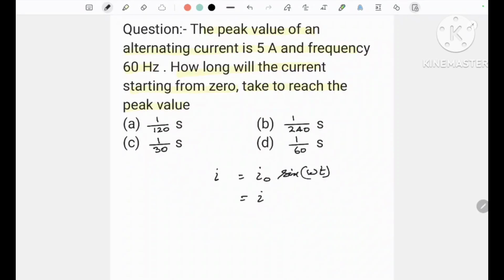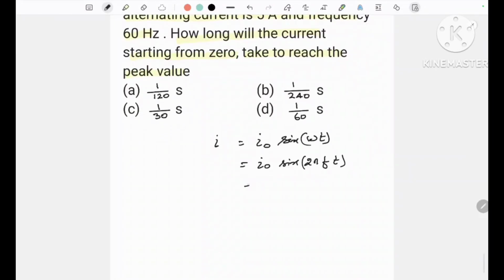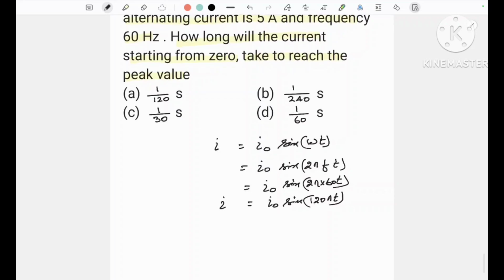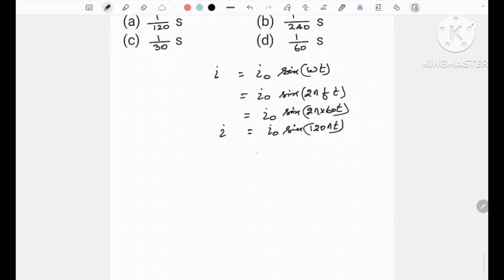or I0 sin 2 pi frequency into t, or I0 sin 2 pi into 60 into t, or I0 sin 120 pi t. I0 is 5, so I is 5 sin 120 pi t.